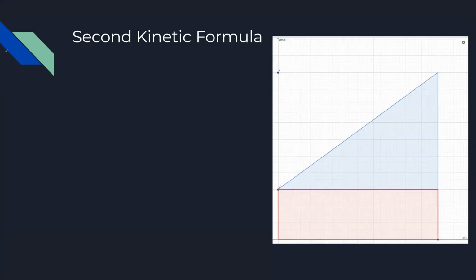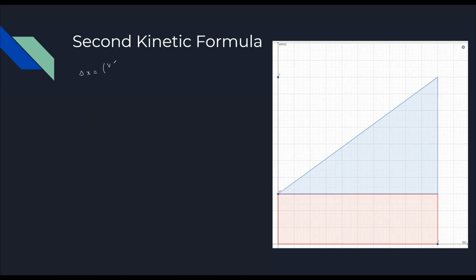Now we're going to the second kinematic formula, which is honestly one of the more complex ones. So it looks like delta x is equal to initial velocity plus final velocity over 2, times time. So here on the right side, you can see that I actually have included a graph, which is a very interesting way to represent this visually.